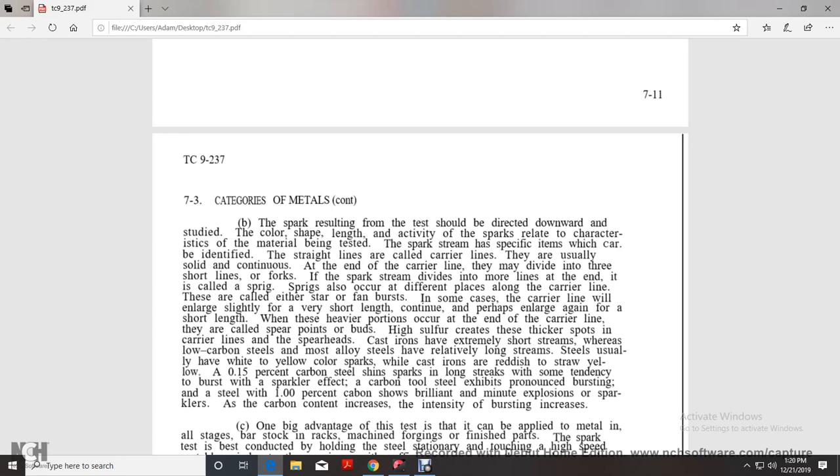Usually it is solid and continuous, and at the end of the carrier line it is divided into three short lines and forks. The spark stream is divided into more lines, and the end is called the sprig. Sprigs are curved, at different places along the carrier line. They're called either star or fan bursts.